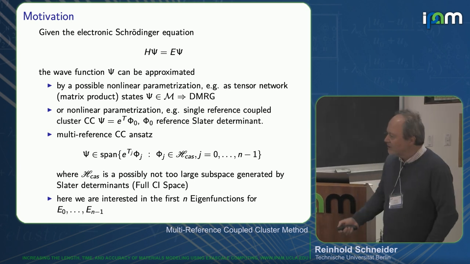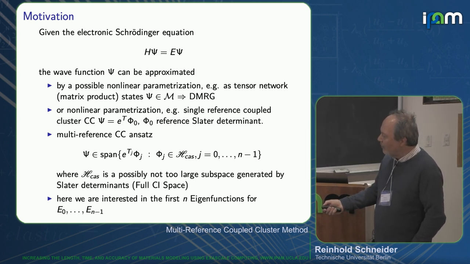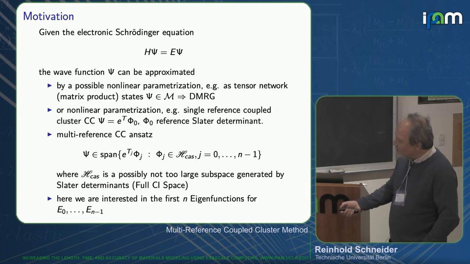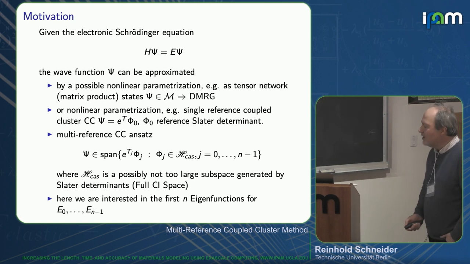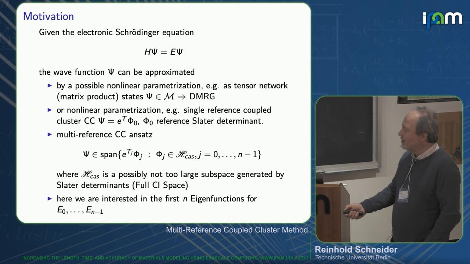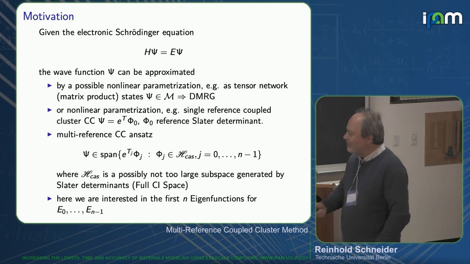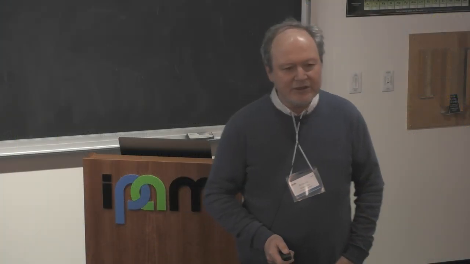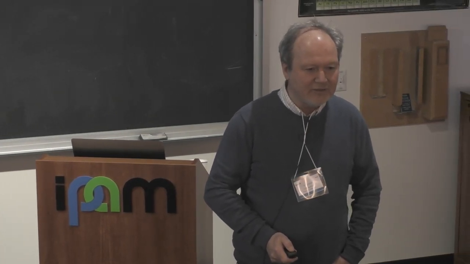So I'm focusing here on a small subspace. I call it the complete active space here, H_CAS. So H_CAS is a small or possibly not too large subspace, and it is spanned by the corresponding Slater determinants. And coupled cluster is well known for its accuracy, but it's also well known that there are many situations where the original single reference coupled cluster method fails. It is good for computing high accuracy for weak correlation, but in the strong correlation case, it fails.